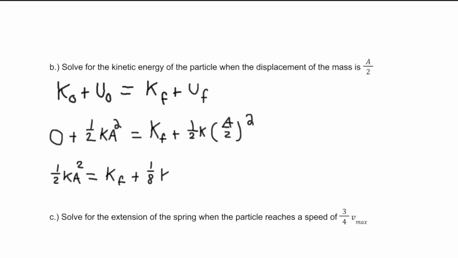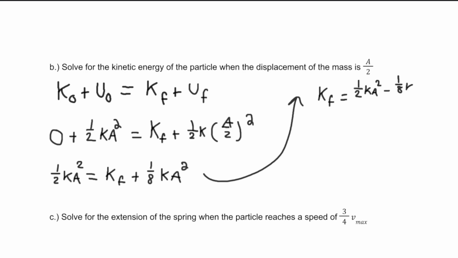1/8 kA squared, because we have to square the 2 in the denominator to get a 4 when those combine. So then we can come over here and we get kinetic energy final is just going to be 1/2 kA squared minus 1/8 kA squared, which is equal to 4/8 minus 1/8, which is 3/8 kA squared. So that's our actual answer, 3/8 kA squared.